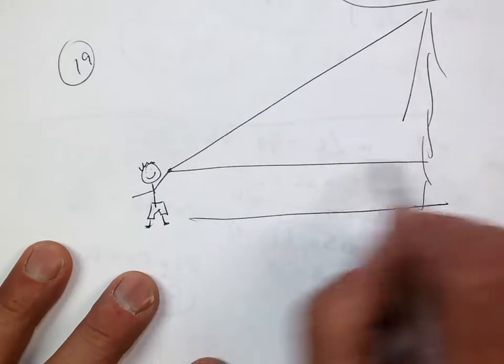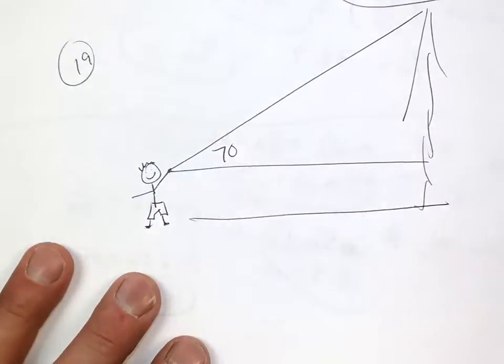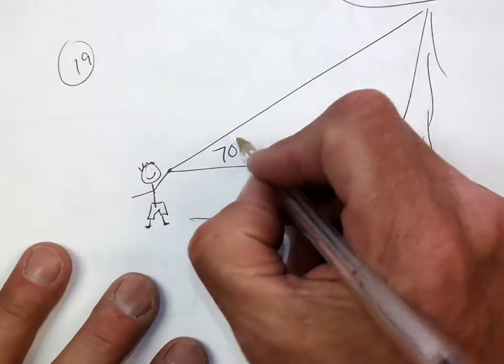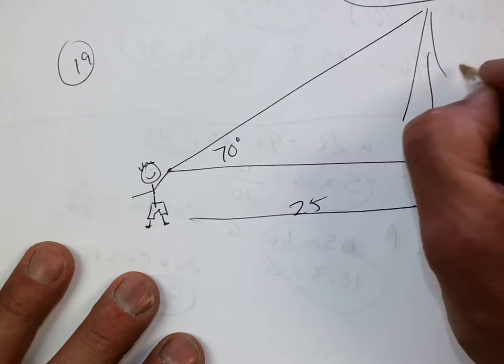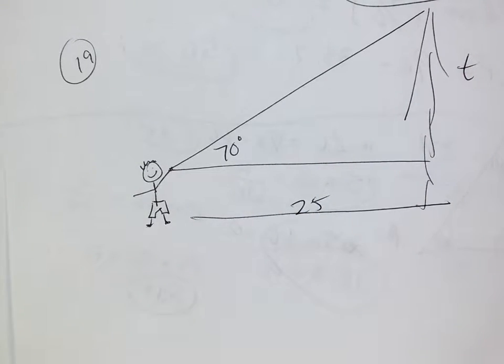That's a really bad drawing because that is not 70, but use your imagination, okay? If I say it's 70, it's 70. He's 25 feet from the tree, and we want to find the height of the tree. Now, go ahead and draw that picture.